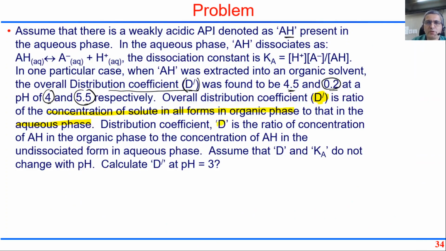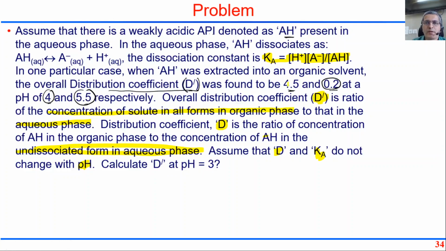And the distribution coefficient D is the ratio of concentration of AH in the organic phase to the concentration of AH in the undissociated form in the aqueous phase. Assume that this D and Ka do not change with pH. I want you to calculate the D prime at a pH of 3.